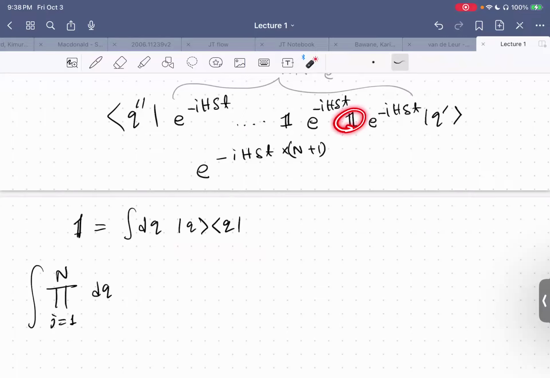So for each operator, I'm going to introduce a variable q. So for the first one, I will call it q1, for the next one, q2, and so on. So dqj. And then simply this.